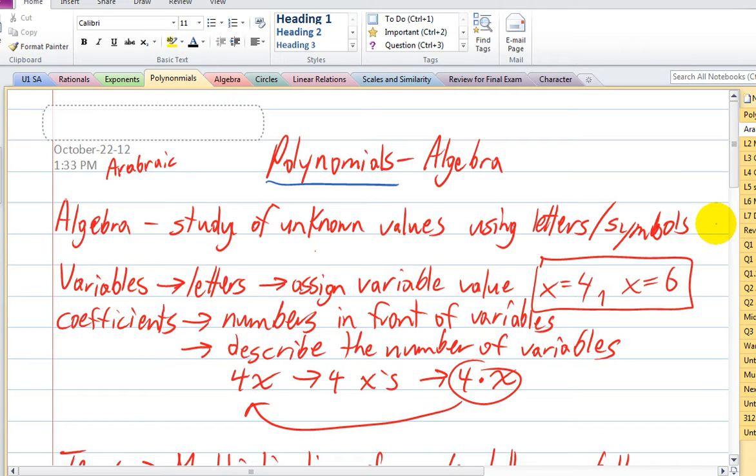Then we have coefficients. Coefficients are the numbers in front of the variables. They tell us how many we have. They describe the number of variables. For example, 4x is really saying that we have 4 x's. We have 4 of them. We can interpret that as 4 times x. So instead of x plus x plus x plus x, we just write 4x because there's 4 of them.